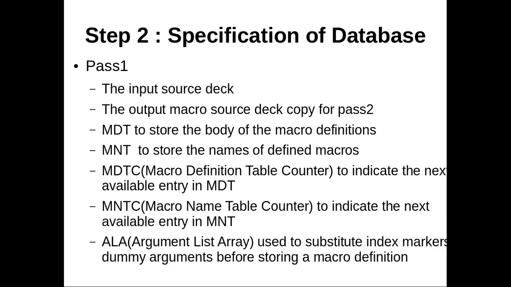I'll repeat again. For pass 1, we are talking about the databases used in pass 1. Basically, the input will be the program with macro definitions and macro calls. The output will be the input to pass 2. The databases used are the macro definition table, to store the definitions; the macro name table, to store the macro names; and the macro definition table counter, to indicate the next available entry to store the next definition. The macro name table counter indicates the next available entry in the MNT to store the next macro name. Then the argument list array stores index markers for the dummy arguments in the macro definition.